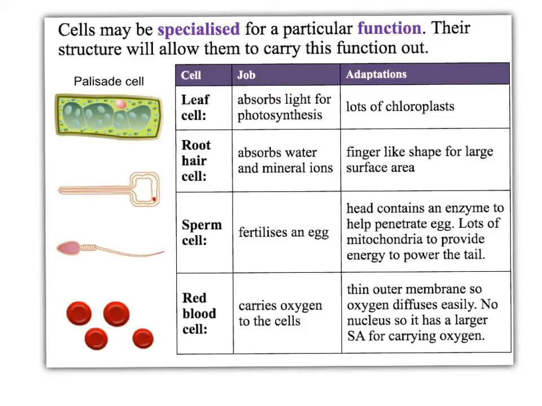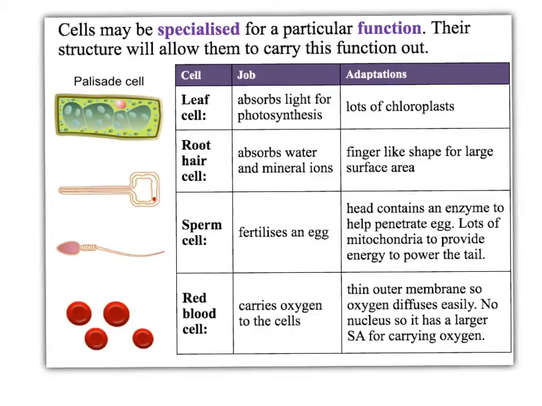And palisade cells can be found in leaves on the upper surface. Now what you'll notice is that they are packed full of chloroplasts, and the chloroplasts contain chlorophyll, which absorbs light for photosynthesis.